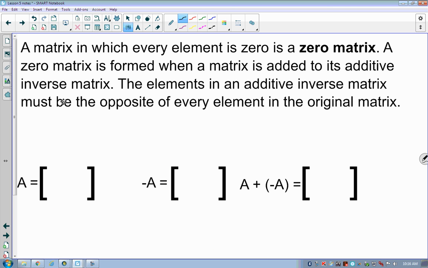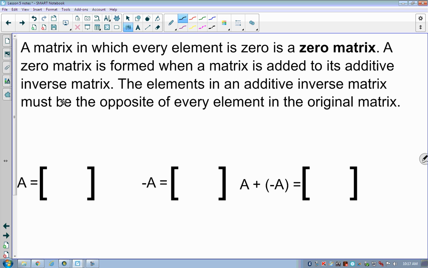Okay, so a matrix in which every element is 0 is a 0 matrix. A 0 matrix is formed when a matrix is added to its additive inverse matrix. The elements in an additive inverse matrix must be the opposite of every element in the original matrix.